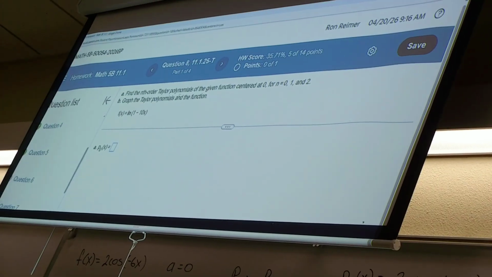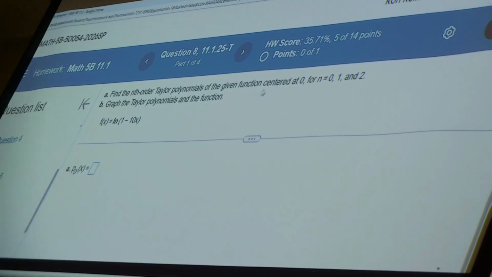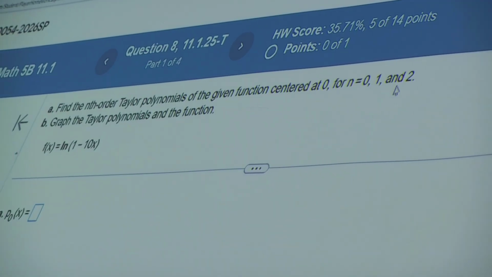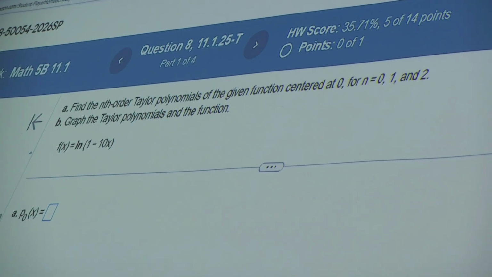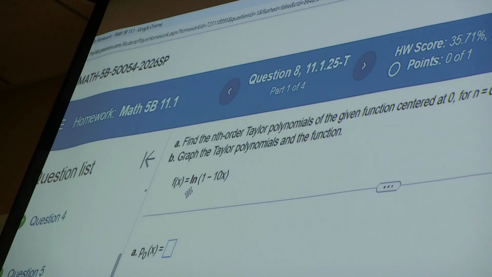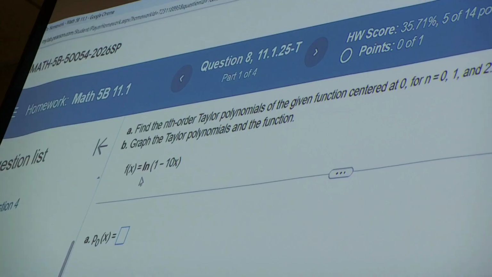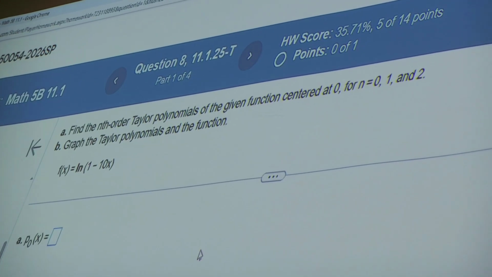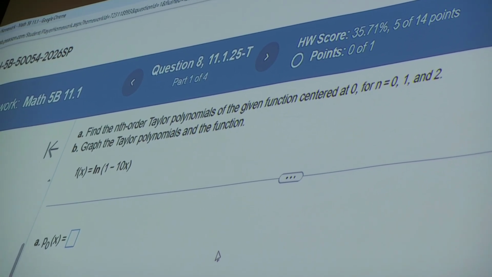Find the nth order Taylor polynomials of the given function centered at 0, for n = 0, 1, 2. It's the same process. Shall we do this one just to get some experience with natural log? That'd be good.